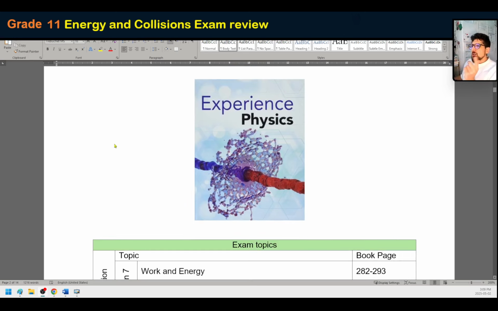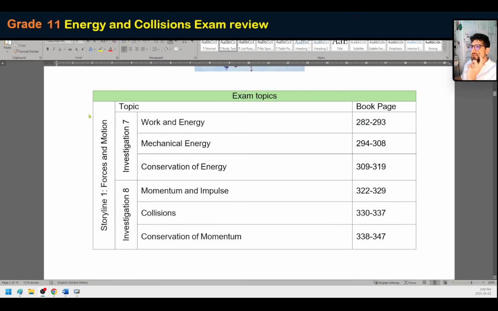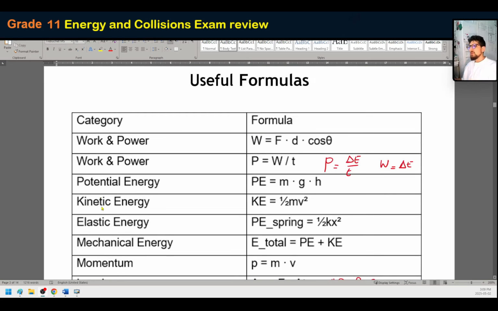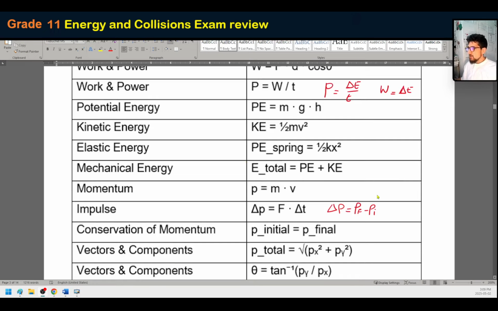This is obviously the recommended book for the course, and these are the topics that we're covering today: work and energy, as well as conservation of energy, collisions, momentum, and conservation of momentum. These are the formulas you should be familiar with. I do want to make a note here that power is equivalent to work over time, but it's also equal to change of energy over time as well, because work and change of energy are both synonymous, interchangeable terms.